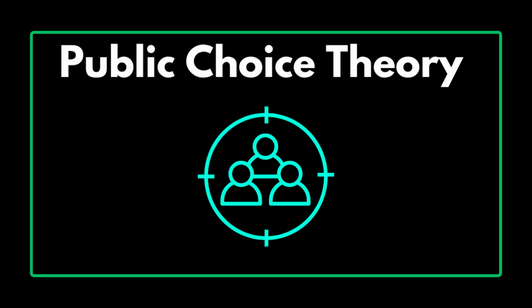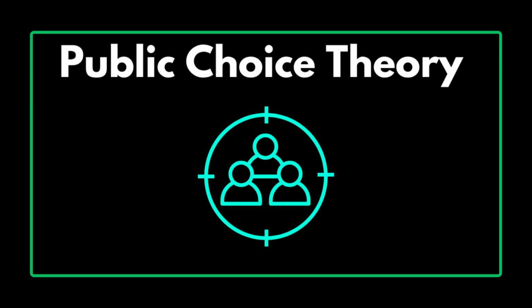Public choice theory also provides insight into why government programs often continue even when they are no longer effective. In a market economy, businesses that fail to provide valuable products or services eventually go out of business. However, government programs do not operate under the same competitive pressures. Even if a government program is wasteful or outdated, there is often little incentive for politicians or bureaucrats to eliminate it, because doing so could result in lost jobs, reduced funding, or political backlash.